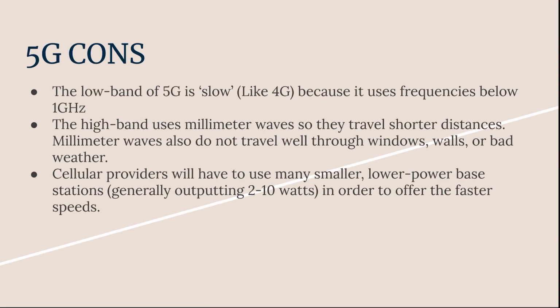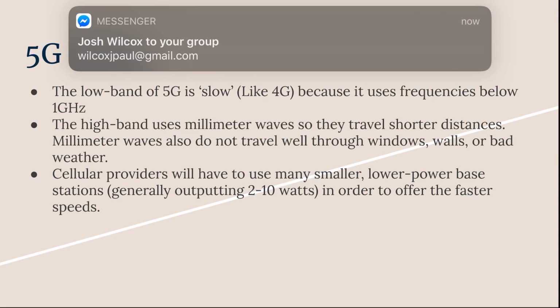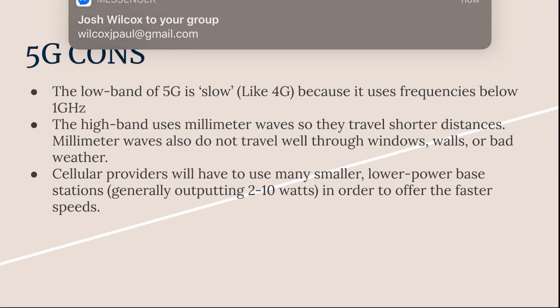So the cons of 5G are that the low band of 5G is slow, comparable to the speed of 4G and LTE, because it uses frequencies below 1 gigahertz. The high band uses millimeter waves, so they travel shorter distances. Also, millimeter waves do not travel well through windows, walls, or bad weather. Cellular providers will also have to use many smaller, lower power base stations, generally outputting 2 to 10 watts, in order to offer the faster speeds.